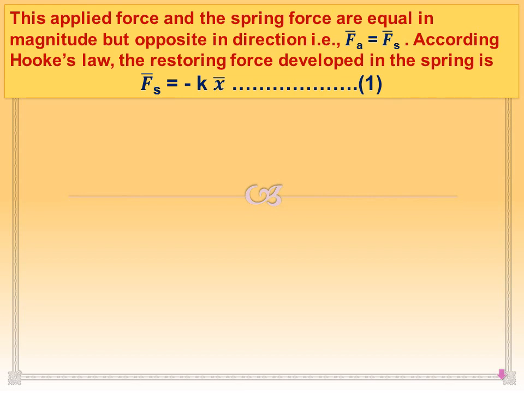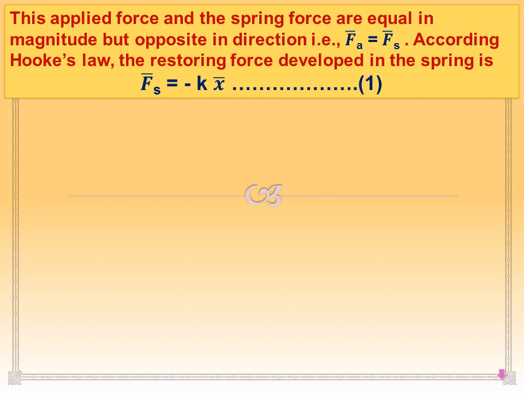This applied force and the spring force are equal in magnitude and opposite in direction. You can see here it is equal and opposite in direction. According to Hooke's law, the restoring force developed in the spring is Fs is equal to minus k into x vector.